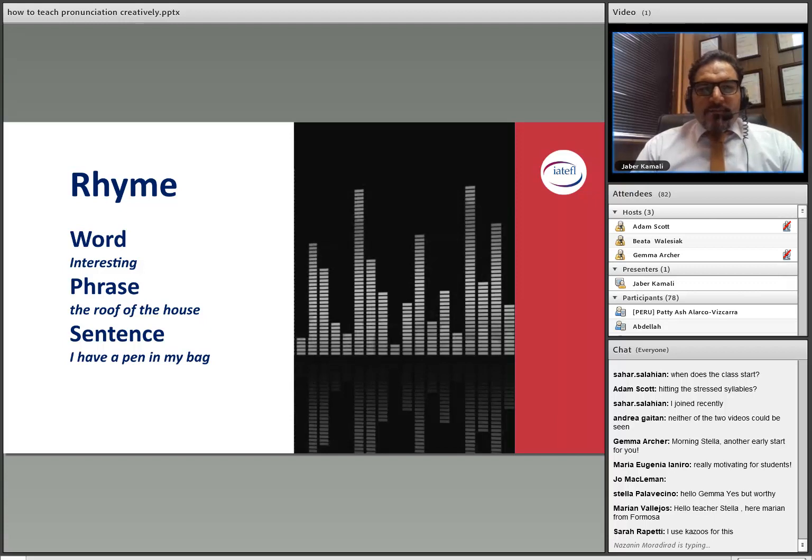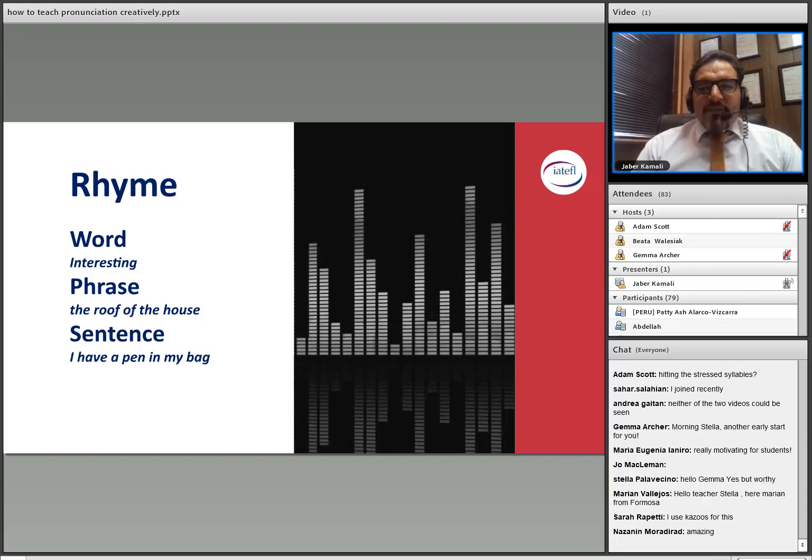Yes. Next one, the phrase: the roof of the house. The roof of the house. You say, the da da da da. The da da da da. So they can remember what the rhyme of the word is. It is really helpful for the intonation of the language.